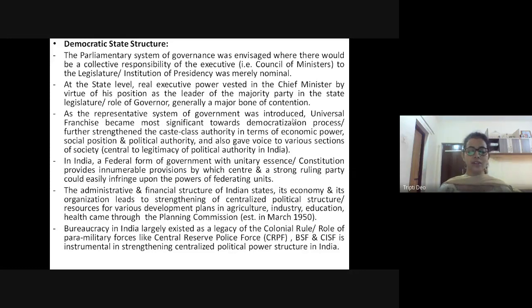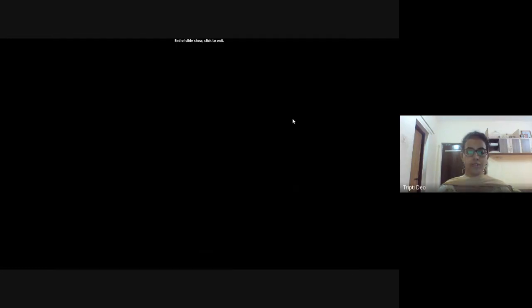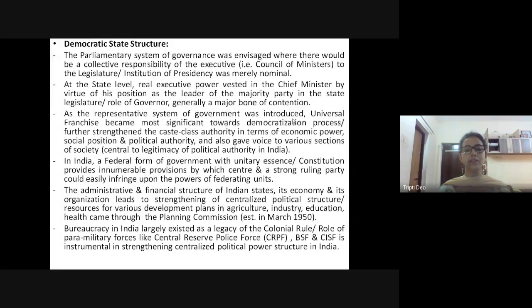Democratic state structures. Now, what are these democratic state structures? The parliamentary system of governance was envisaged where there would be collective responsibility of the executive, that is the Council of Ministers, to the legislature. The institution of presidency was merely nominal. So we know that India has a parliamentary system, and it has borrowed this from the United Kingdom, where there is a parliamentary system of governance.